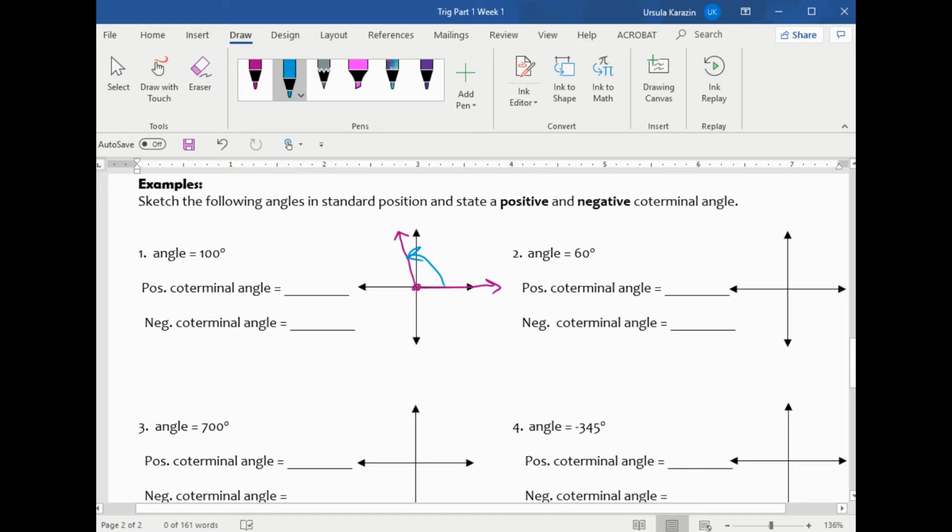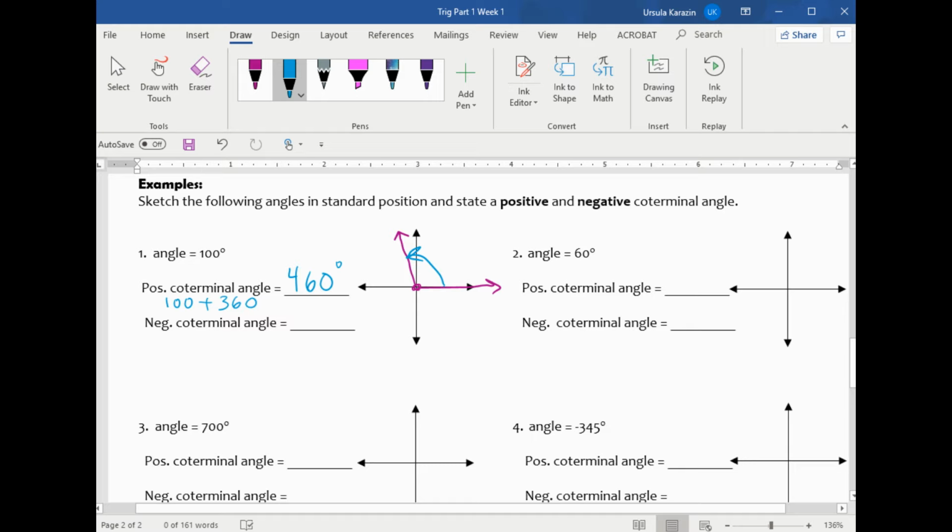All right, positive coterminal angle. As I said, we could go 100, but then we could go all the way around again, or maybe you want to think about going all the way around first, however you want to think of it. But we could do 100 plus another 360, and 460 would give us a coterminal angle, but it's also positive. The initial angle was positive, this one is positive. And notice how I got it? I added 360. If I want positive coterminal angles, I'm going to add 360.